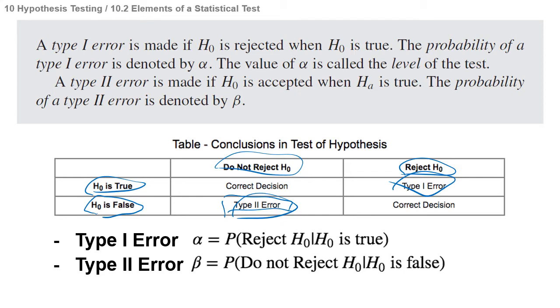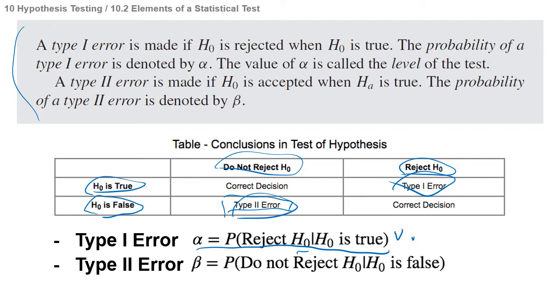So we can write it this way from the textbook. A type 1 error is made if H0 is rejected when H0 is true. Mathematically, we can write it this way: the probability of rejecting the null hypothesis given the null hypothesis is true. This is type 1 error.